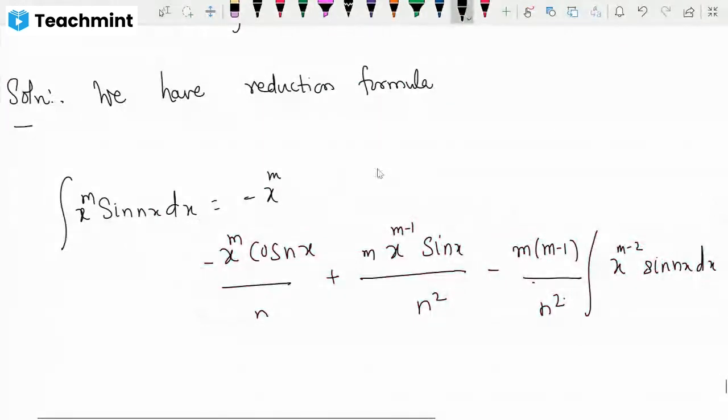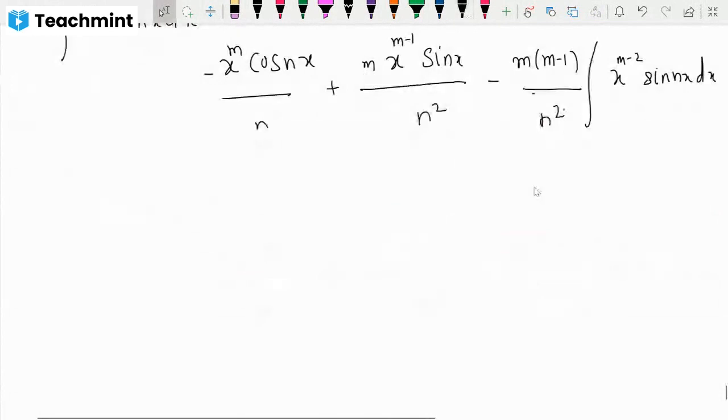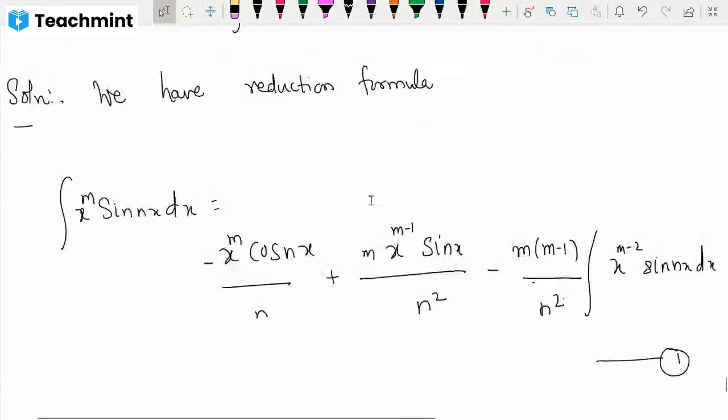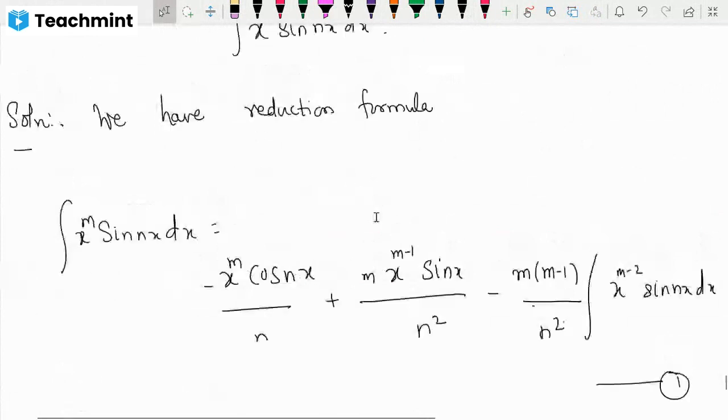So we have the reduction formula for the integral of x raised to m sin nx dx equal to this. So using this, I will write this as equation number 1. What we have to find is the integration of x cube sin nx dx.